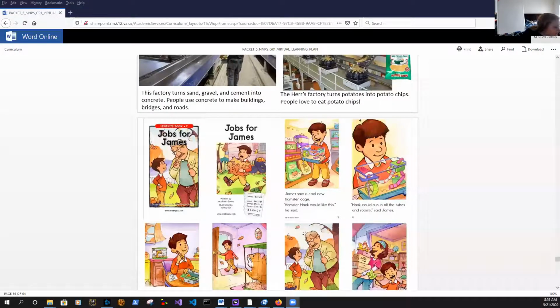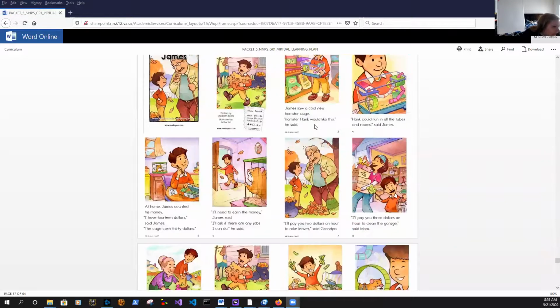Okay. Jobs for James. James saw a cool new hamster cage. Hamster Hank would like this, he said. Hank could run in all the tubes and rooms. Okay, said James.